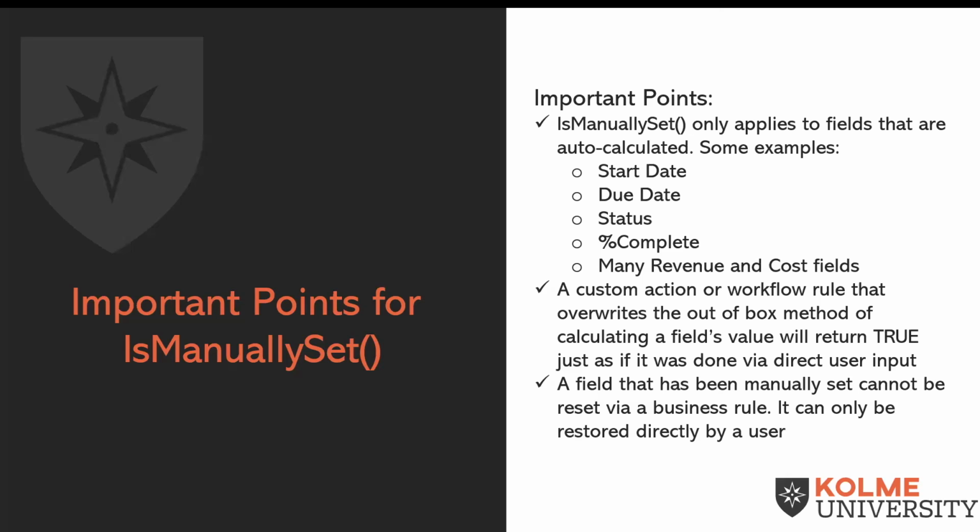Yes, so one thing that you can do is run a report. The IsManuallySet flag is available as a filter in reports. So if I wanted to see, do I have any projects where the project manager has manually set the actual revenue, for example, I could use that as a filter on the project object in a report, find all those fields, make the report editable, and restore them directly from the report.